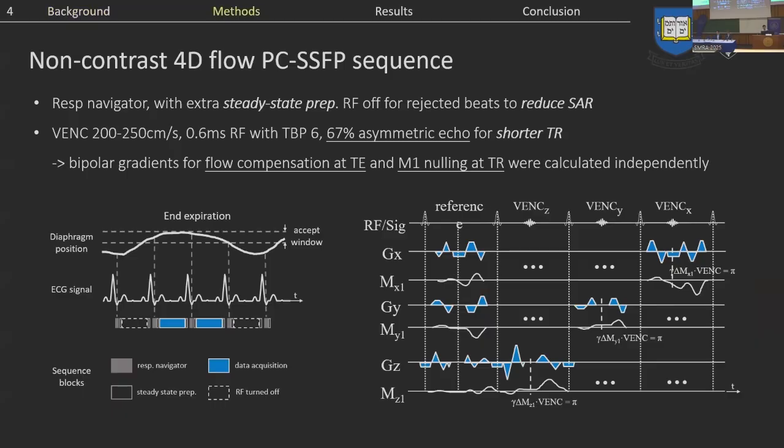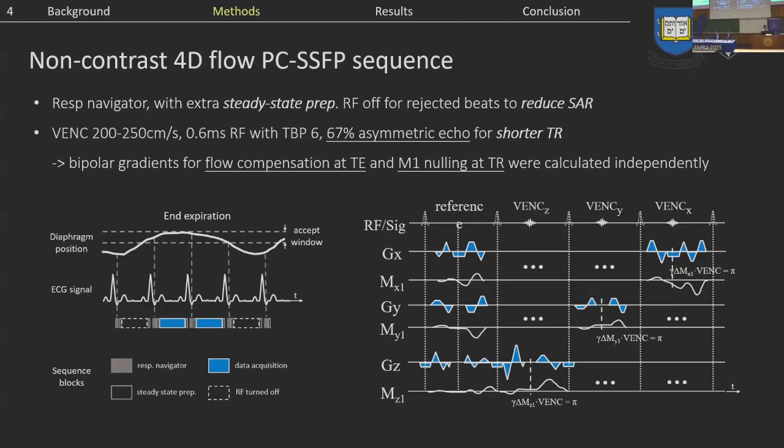And this is our basic sequence we have for the 4D flow at 3 Tesla. So we have the first moment now in all the X, Y, and Z directions, and the flow encoding at TE. To reduce the SAR, we only acquire data during the end expiration. And for the rejected heartbeats, we turn the RF off so that we can have about 50% of SAR reduction.